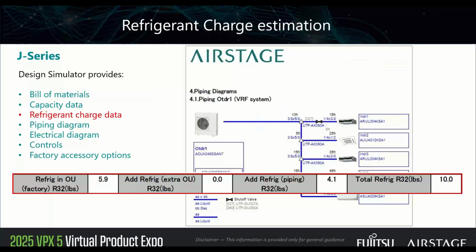It's not going to be an issue with the majority of our H-Series systems. Design Simulator will provide in the reports a detailed estimate of our total refrigerant charge. For example, as you see here, the refrigerant in the outdoor unit is 5.9 pounds, and because of the piping, an additional 4.1. So on the lower right, we have a total charge of 10 pounds. We know we're over 4 pounds, we know we have to factor for dispersal volume, and then let the games begin.